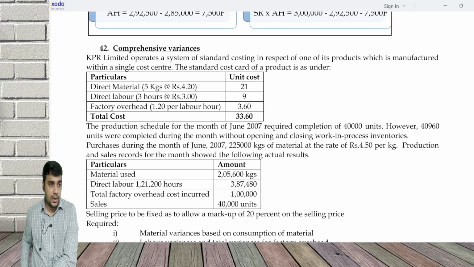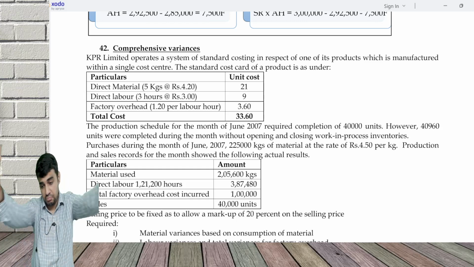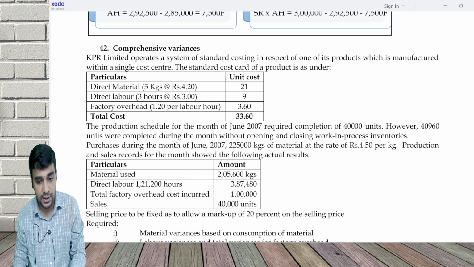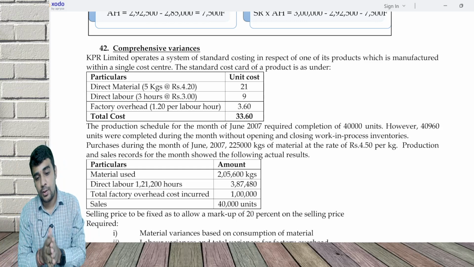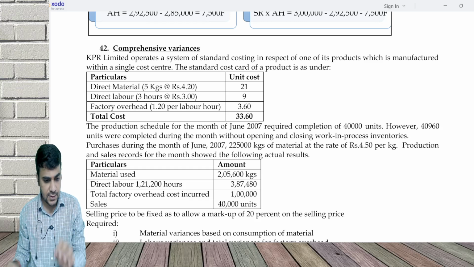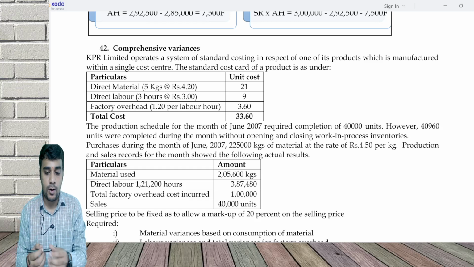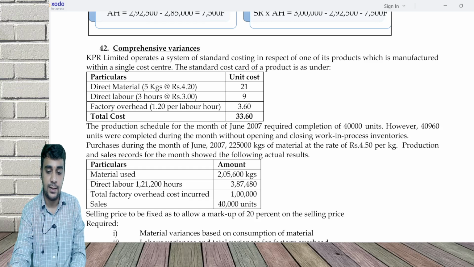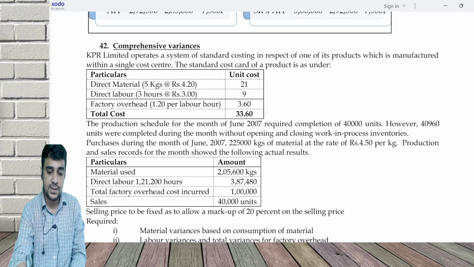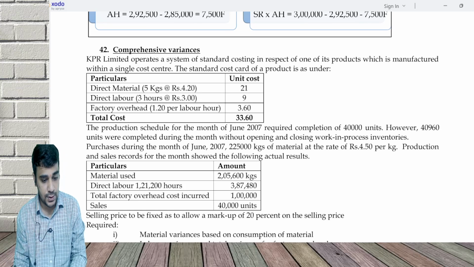Okay, I'll start explaining this major chunk you are going to do. I don't want to spend time on this. KPR Limited operates a system of standard costing in respect of one of its products, which is manufactured within a single cost center. The standard cost card of a product is as under. Whenever this is given, it makes it much simpler for us to do the question.